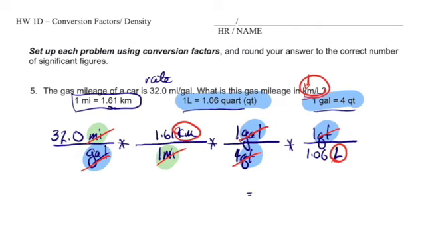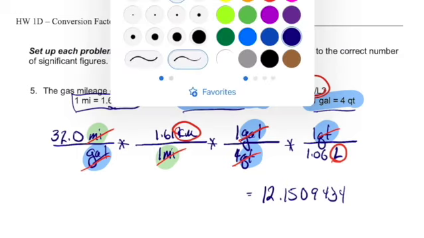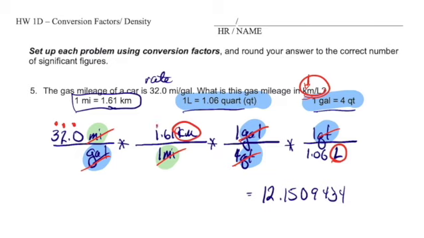So I'll start with 32.0, and I'm going to multiply by 1.61. I'm going to divide by 4. 4 is in the denominator. And then I'm going to divide by 1.06. My answer on my calculator is 12.1509343. As far as rounding is concerned, 1.61 has 3 sig figs. Remember, this is an English to metric conversion, so it's not truly a definition. This one is an exact number because 1 gallon is defined as having 4 quarts, and this one has 3 sig figs. In exactly 1 quart, there's approximately 1.06 liter. So it looks like my final answer should be rounded to 3 significant figures.